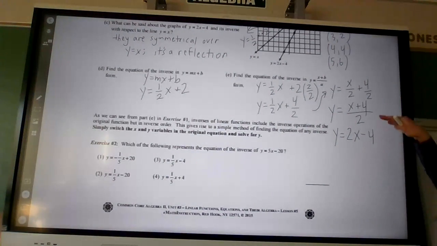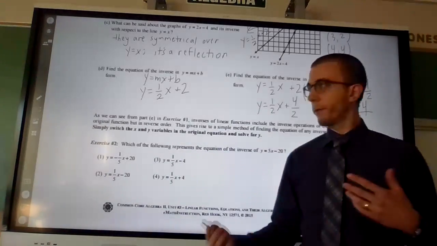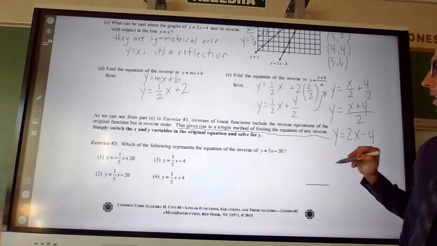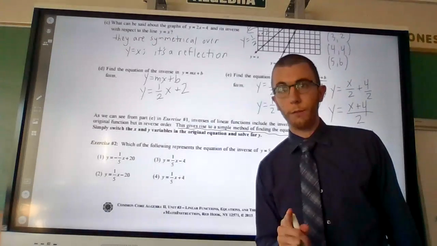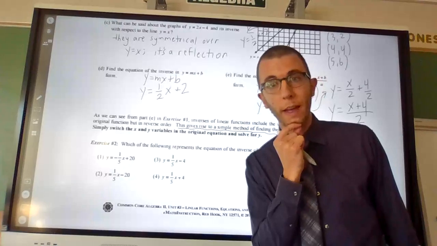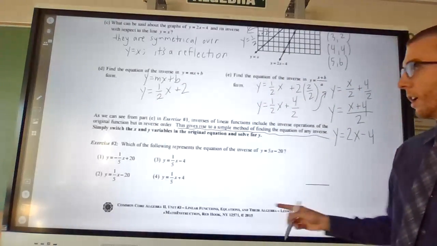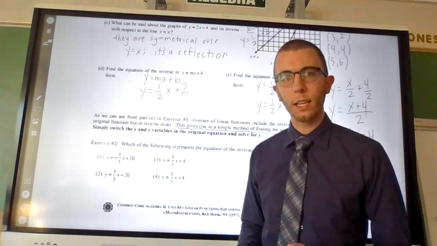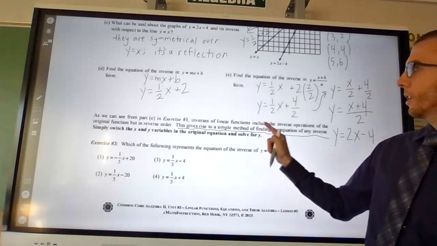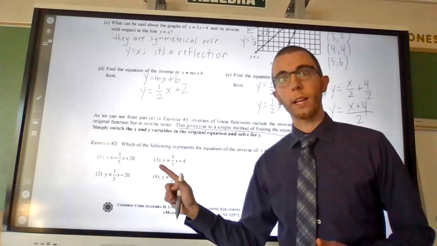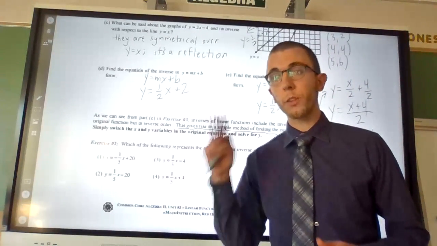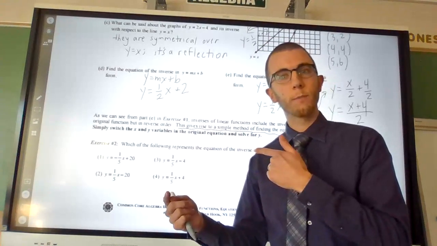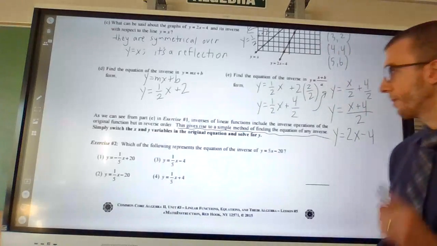And based on that, with the inverse operations in the reverse order, right here we have a good note. This gives rise to a simple method of finding the equation of any inverse. Oh, what's that? You say there's a simple method? Well, let's see if that's true. Simply switch the x and y variables, which we know how to do like the back of our hand. Switch the x and y variables in the original equation and solve for y. So there's where those two big ideas that I mentioned in the beginning come into play: switching x and y, and then solving an equation for y.